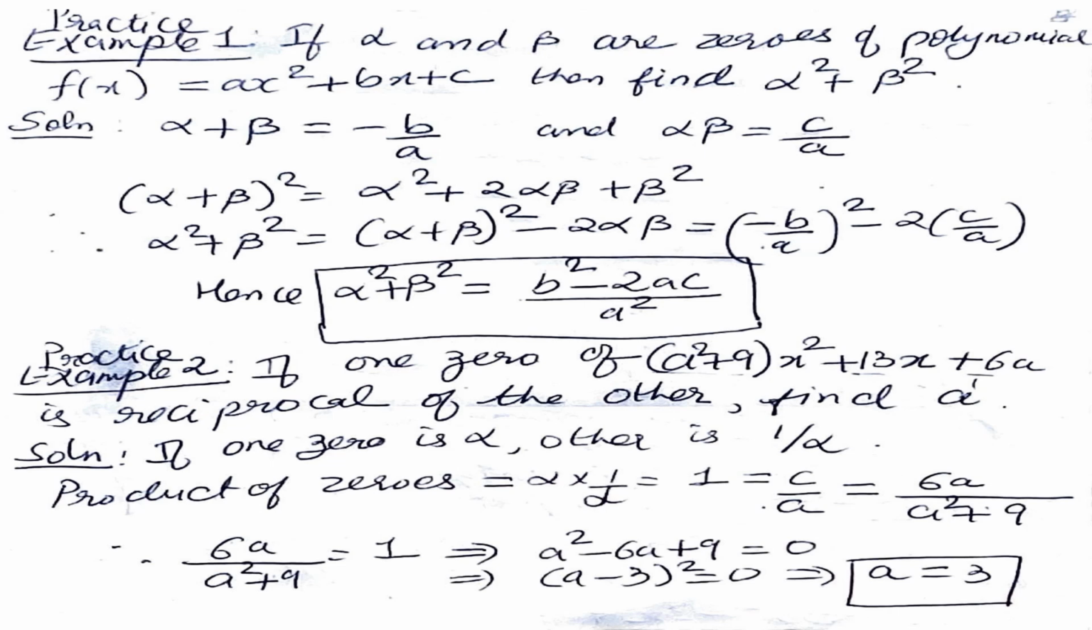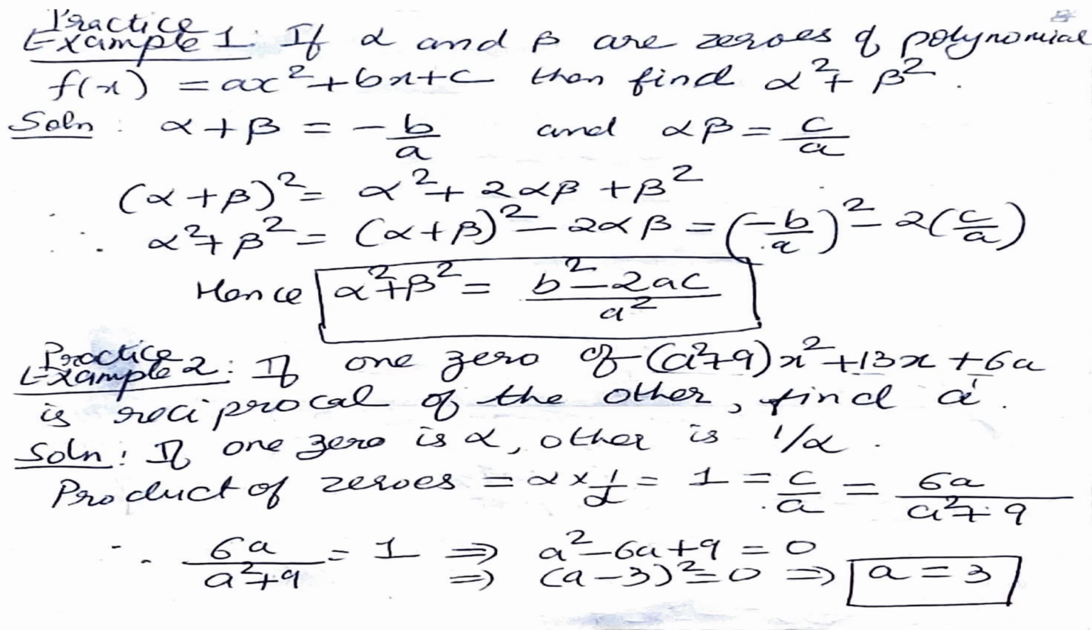Now we know that the sum of the roots is given by minus b by a and the product of zeros is given by c by a for a quadratic polynomial. Alpha plus beta whole square is alpha square plus 2 alpha beta plus beta square. Therefore, making alpha square plus beta square the subject of the formula, we get alpha plus beta whole square minus 2 alpha beta. So now we can use alpha plus beta as minus b by a and alpha beta as c by a. So solving, we get alpha square plus beta square will be equal to b square minus 2ac upon a square.